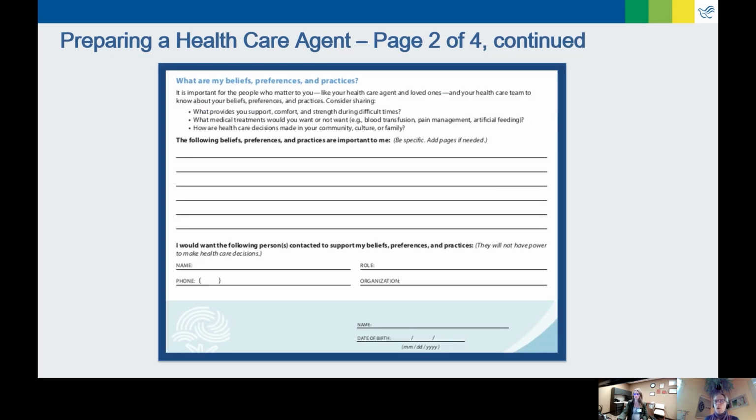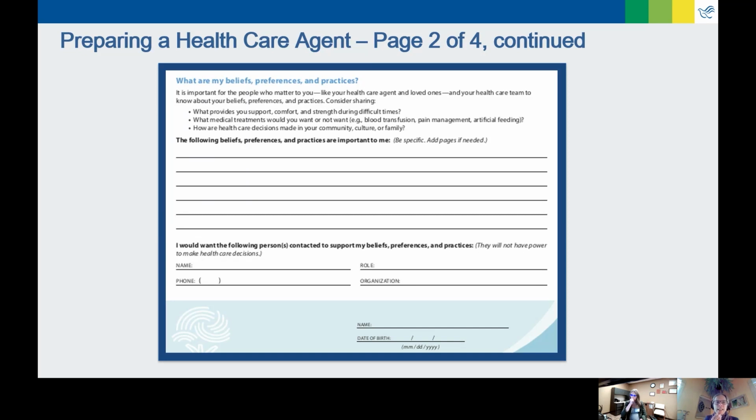The second question or opportunity to comment on page 2 of 4 is, what are your beliefs, preferences, and practices? So this goes a little bit more into what people making decisions for you, or your healthcare team, need to understand about what really matters to you around what provides you support, what gives you comfort, what gives you strength during difficult times. This may be a religious practice, a spiritual practice, or a personal belief. There's lots of things that you can comment on here.